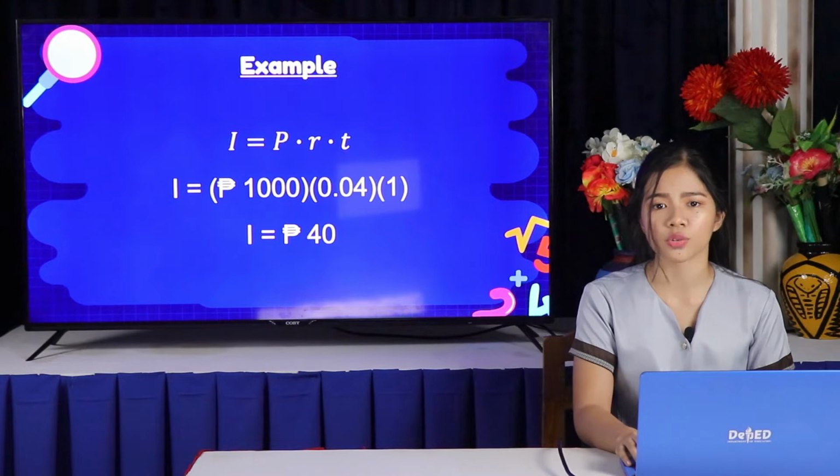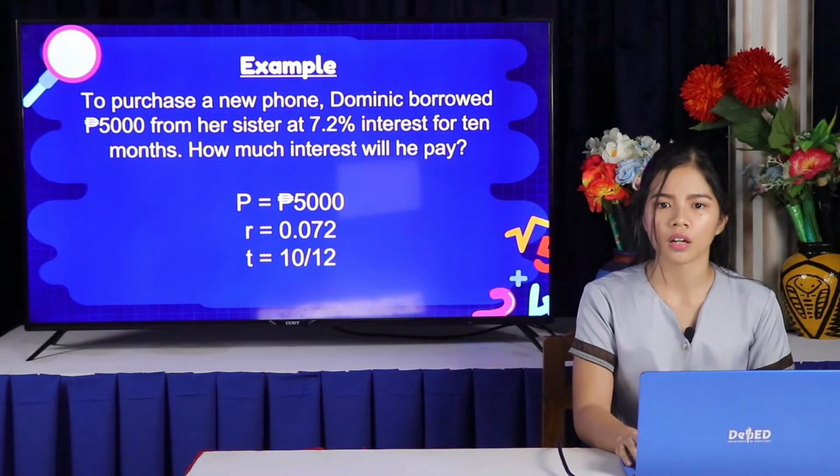There are also other situations where the term or years is not a full year. Let's look at this situation. To purchase a new phone, Dominic borrowed 5,000 pesos from her sister at 7.2% interest for 10 months. How much interest will he pay?